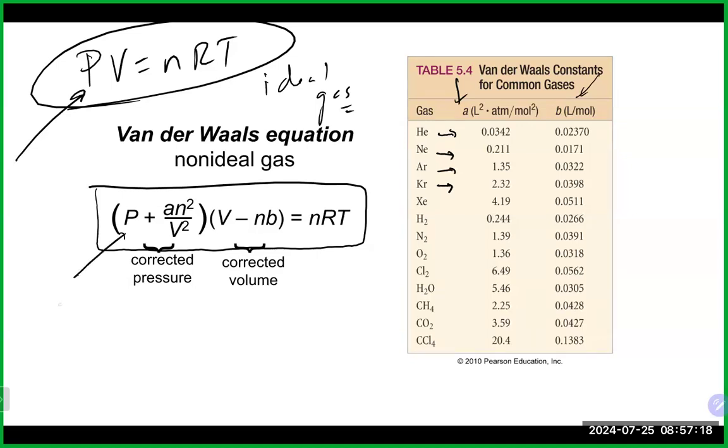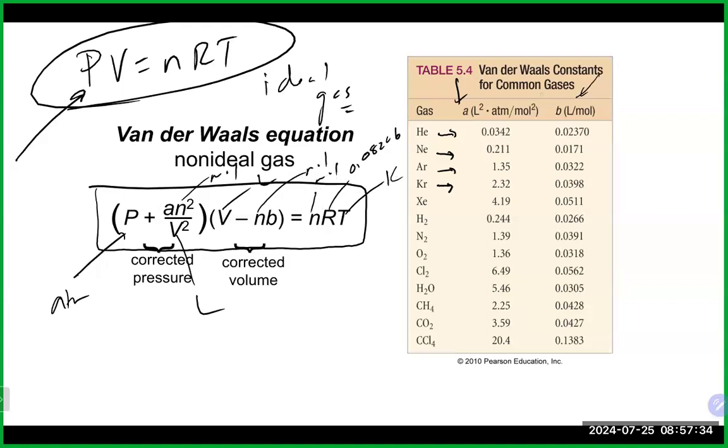All this is the same as the ideal gas law. So this is still your pressure in atmospheres. This is still your moles. This is still your volume in liters. That is still moles. That is still your gas constant. That's your temperature in Kelvin and obviously your moles.